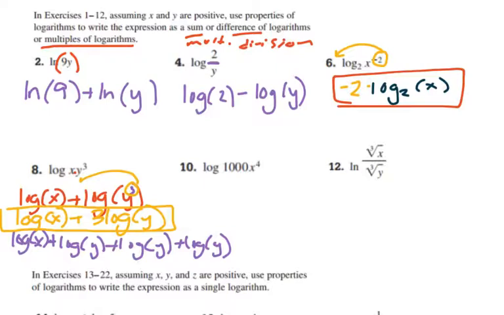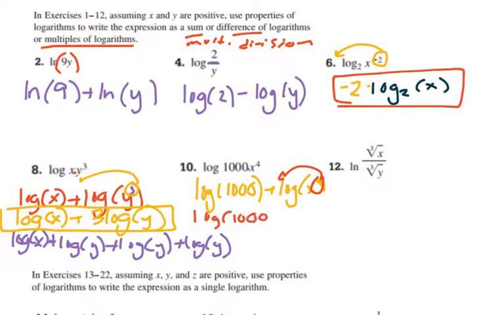The next one has a 1,000 that's being multiplied by x to the 4th. And so we can have log of 1,000 plus log of x to the 4th. But again, we don't usually keep the powers in a log. So we're going to take that 4 and bring it out front and end up with log of 1,000 plus 4 log of x.